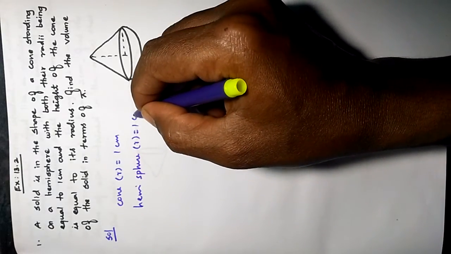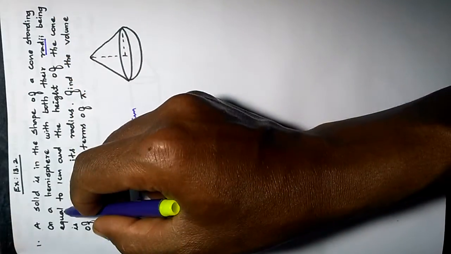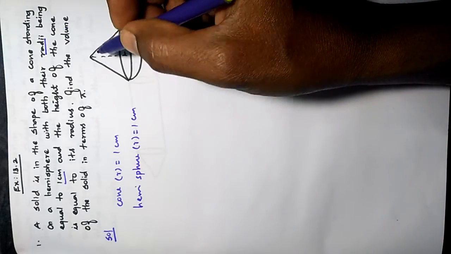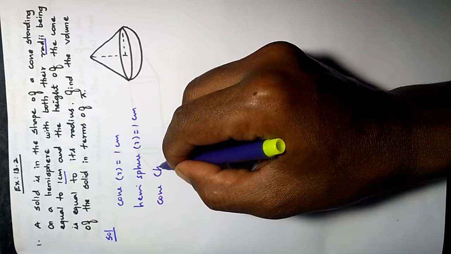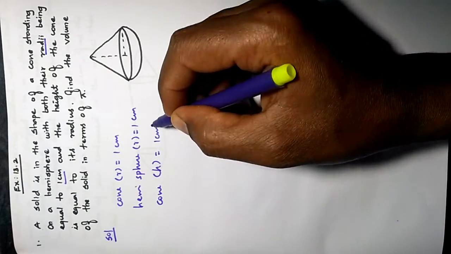The radius is also 1 centimeter because it's given here in the question. Both the radii are equal to 1 centimeter, and the height of the cone is equal to the radius, they said. So the height of the cone is also 1 centimeter only.